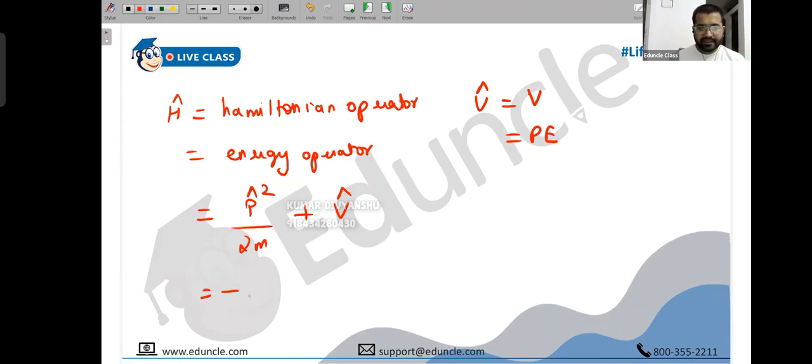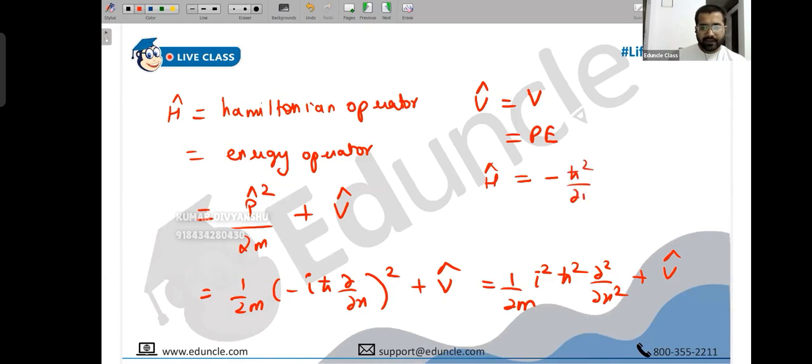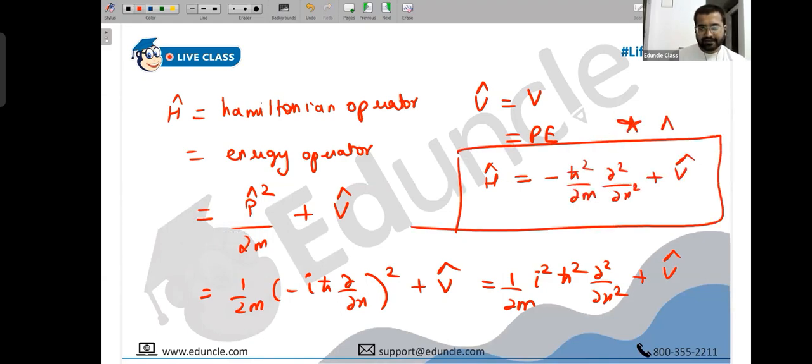Okay. So this can be written as 1 upon 2m. What is p cap, people? Minus i h bar dou by dou x. Okay, the whole square, plus v cap. So this becomes 1 upon 2m, minus squared is plus i square h square dou square upon dou x square, plus v cap. Okay. So we have H cap equal to, what is i square, people? Minus 1. So you have minus h square upon 2m into dou square upon dou x square plus v cap. I think you have seen this somewhere in BSc, haven't you? Yes, sir. Yes, in the Schrodinger equation. So from where does the Schrodinger equation arrive? Do you have any idea?